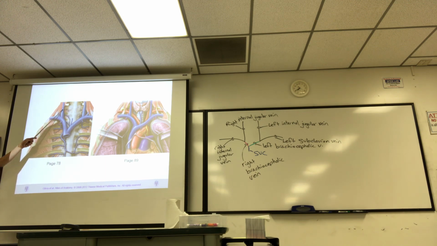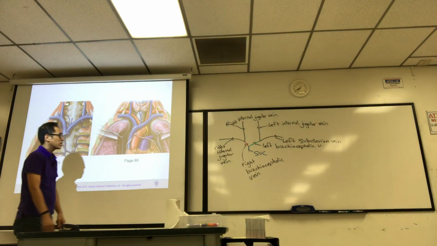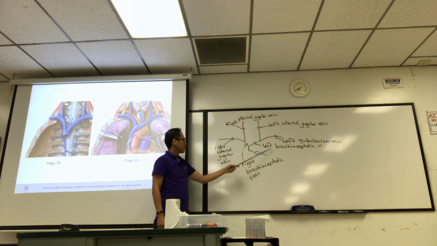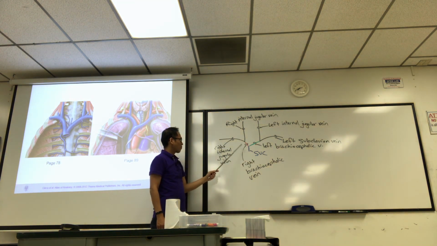This is the main vein of the neck. It's called the internal jugular vein. That's the subclavian vein, and you have it on one side and the other. And the left is a little different from the right. Look at the brachiocephalic vein, the left and the right.